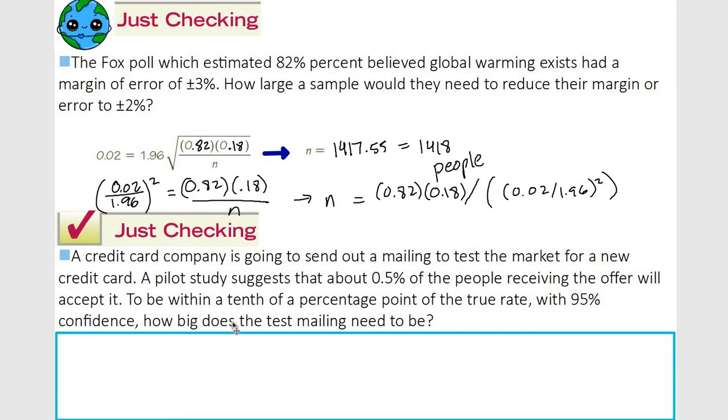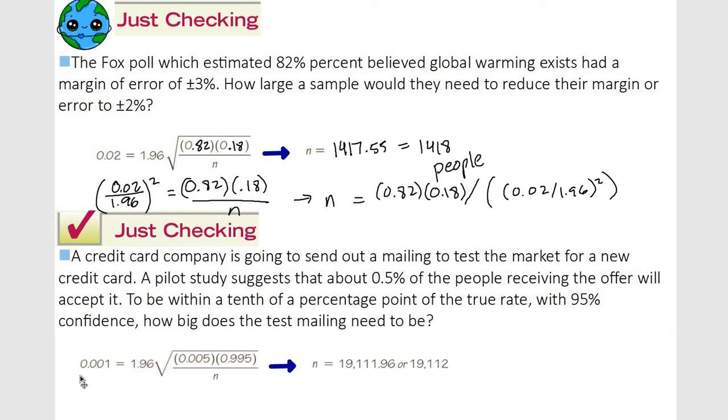All right, so let's do this example. They're going to send out a mailing to test the market for a new credit card, so mailing flyers and stuff. We get this information. How big does the sample need to be? How big does this test need to be? Make sure you set it up correctly.